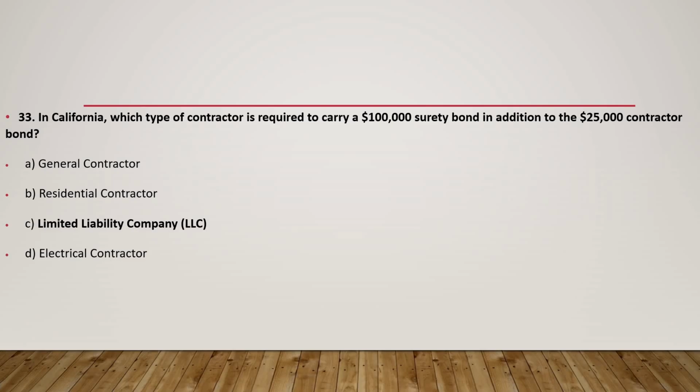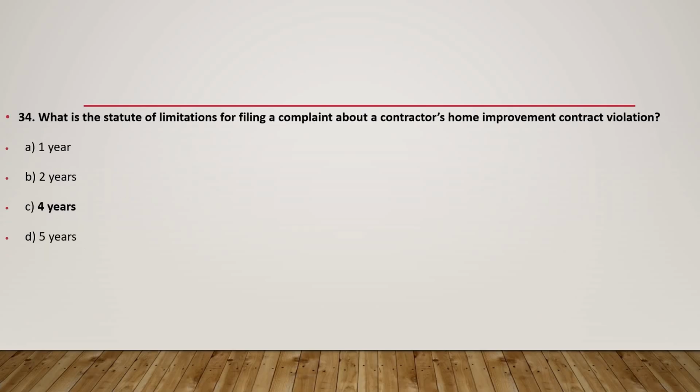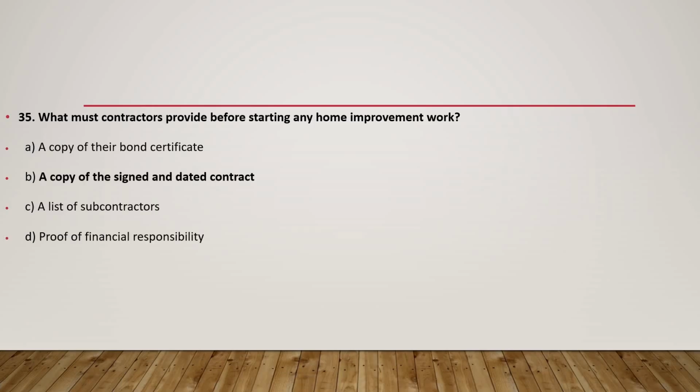C. Limited Liability Company, LLC. 34. What is the statute of limitations for filing a complaint about a contractor's home improvement contract violation? C. 4 years. 35. What must contractors provide before starting any home improvement work? B. A copy of the signed and dated contract.